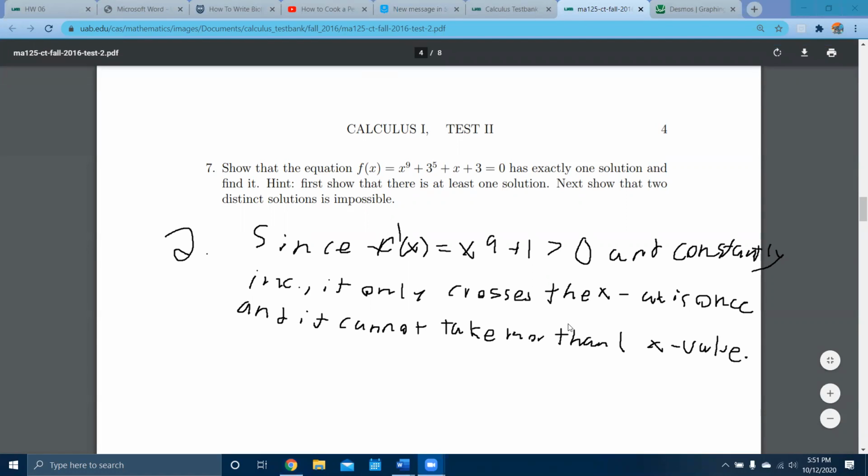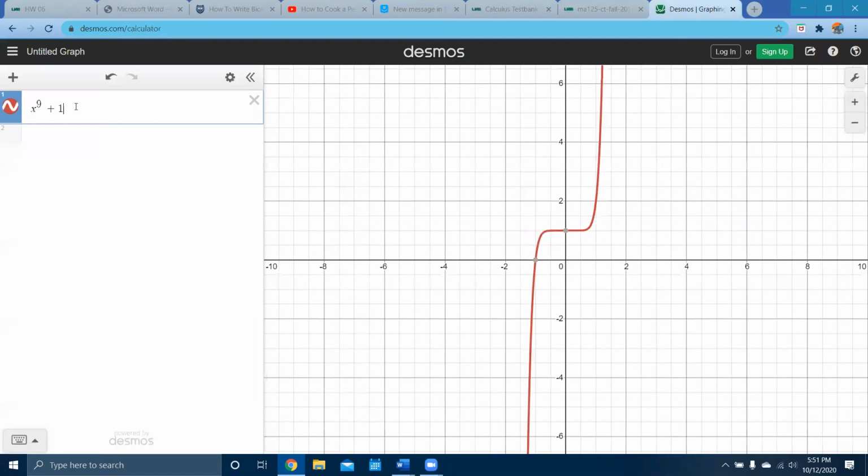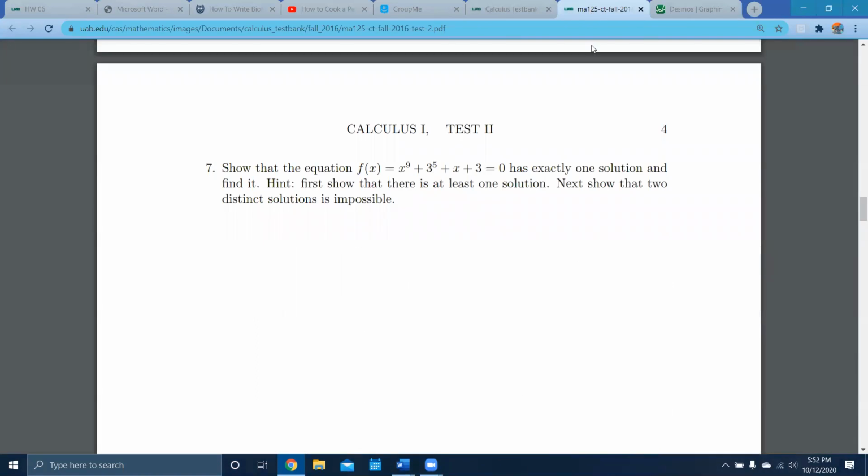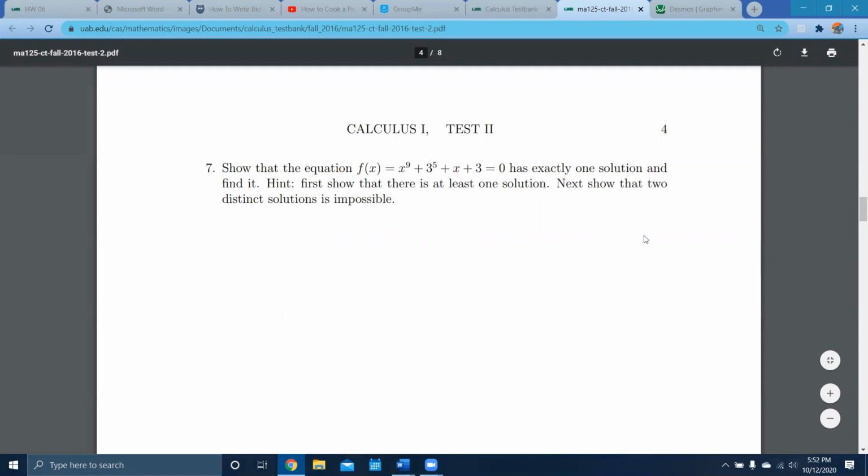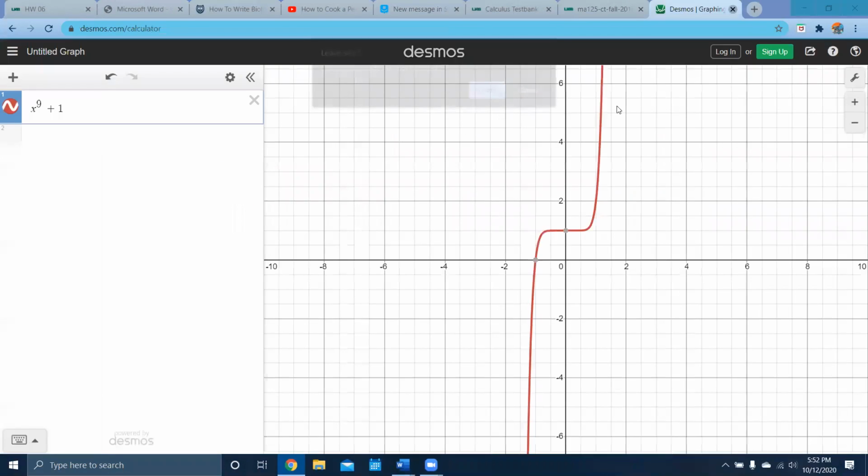All right, so like I was saying, it only crosses the x-axis once, so it cannot take on more than one x value. And just to help with that visual, I went ahead and graphed it on Desmos here. x to the 9th plus 1, you graph it. It only hits the x-axis once right there. And if it's negative, it's constantly decreasing. And if it's positive, it's constantly increasing. So it only touches that x-axis once, and there's no way for there to be more than one solution.